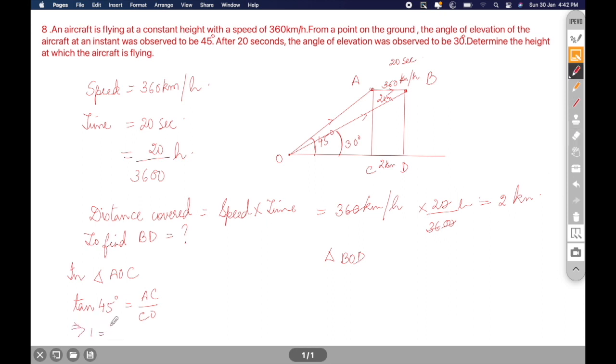So 1 equals AC by CO, which implies AC and CO are equal in length. Let me consider this as X. Okay, this is equation 1. So here it is X.